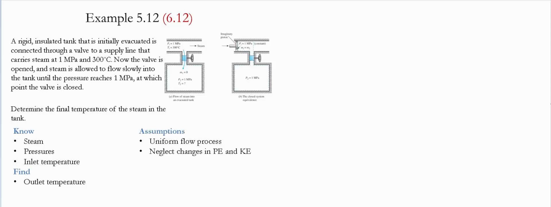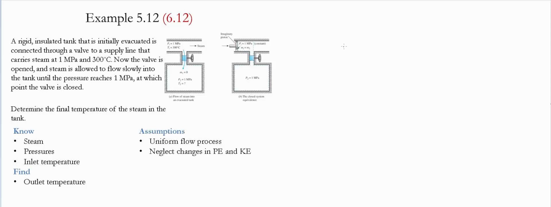A rigid insulated tank that is initially evacuated is connected through a valve to a supply line that carries steam at 1 megapascal and 300 Celsius. Now the valve is opened, and the steam is allowed to flow slowly into the tank until the pressure reaches 1 megapascal, at which point the valve is closed. Determine the final temperature of the steam in the tank.